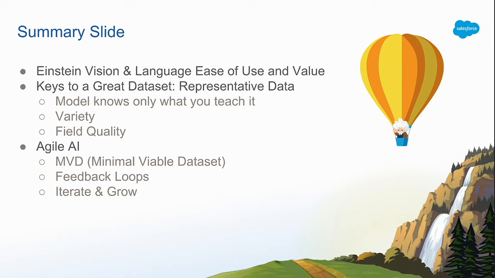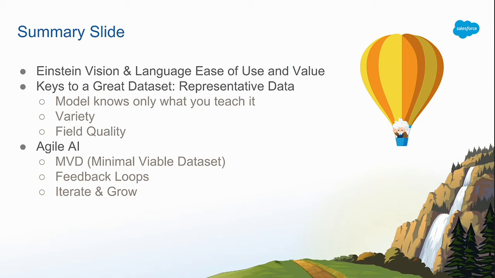And then the other two key concepts that we went over is this notion of representative data. So models only know what you teach them. You want variety, right? You want the use case to be representative of what it's going to see in production. And then you also want field quality. And finally, when we're talking about agile AI, really start thinking about your minimal viable data set. So instead of minimal viable product, you're saying your minimal viable data set here.